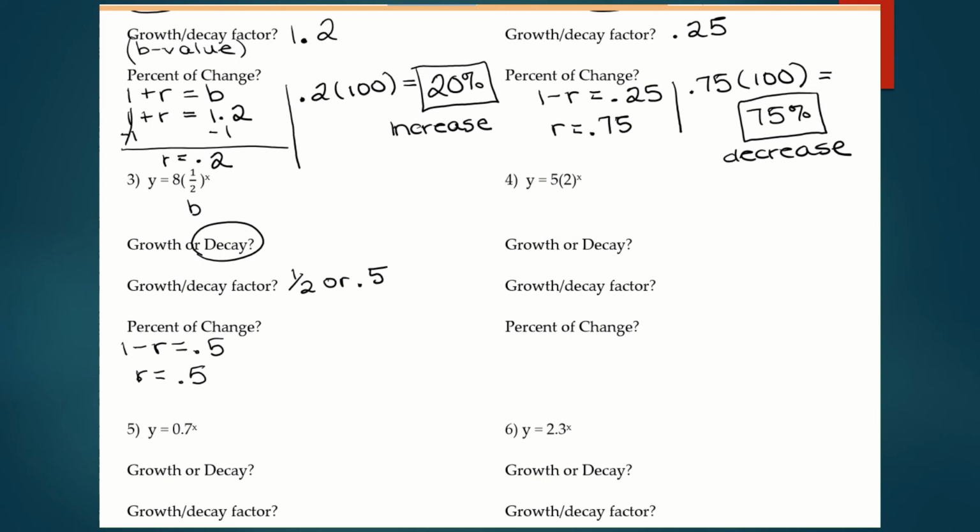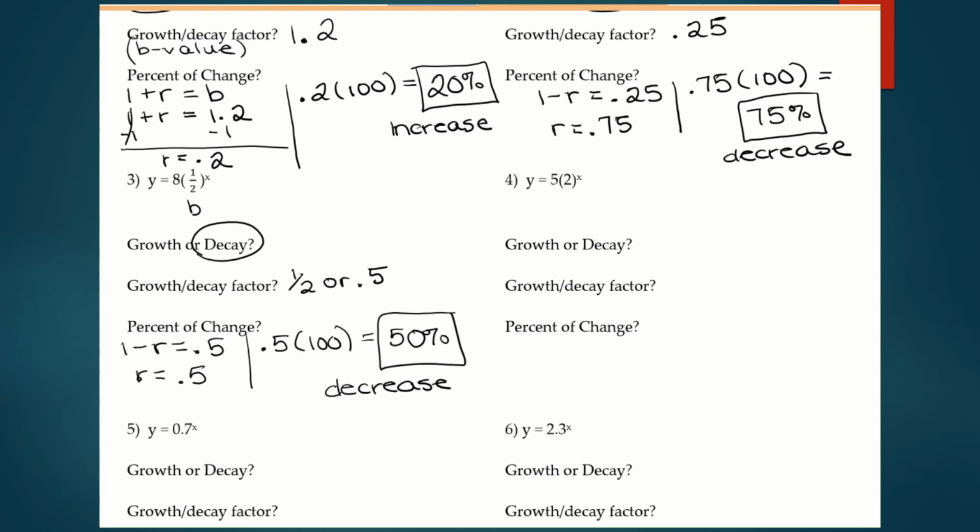Again, all I did was I solved for r there. I did it in my head. You're absolutely more than welcome to do it by hand. So with our r value being 0.5, I'm going to multiply that by 100 to turn it into a percentage, and I get 50%. Now, since this is decay, this is a 50% decrease. So with each increase in x, my y value is going to decrease by 50% each time. It's going to be cut in half.